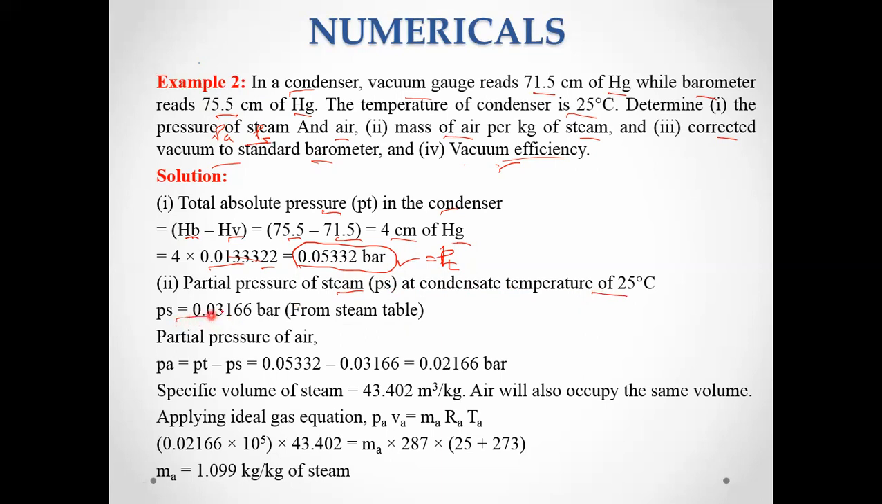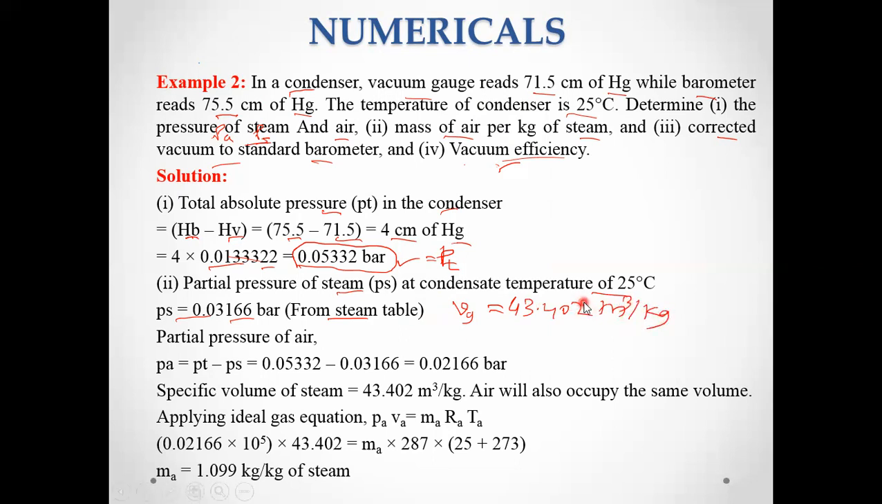So I will get 0.03166 bar. This I am getting from the steam table. So this time what you do, you take the VG value also. Okay, VG value means what? It is the specific volume. So it is given how much? 43.402 meter cube per kg.